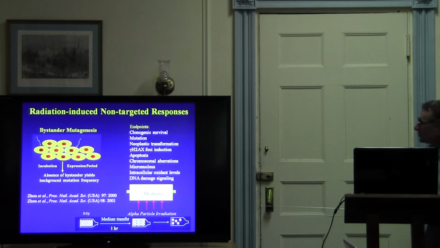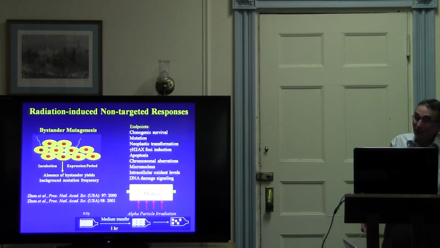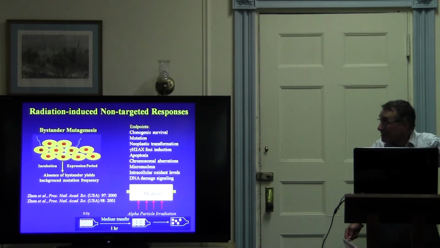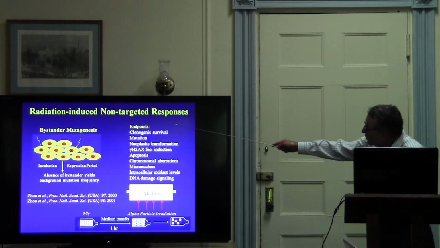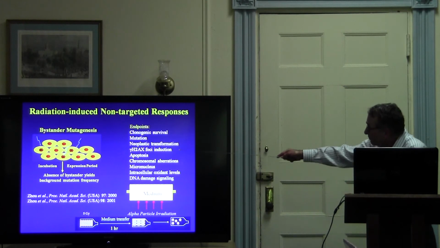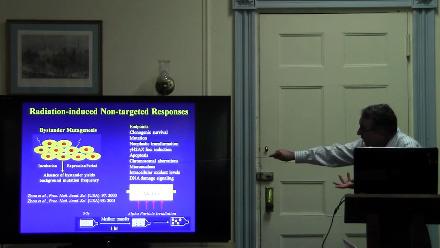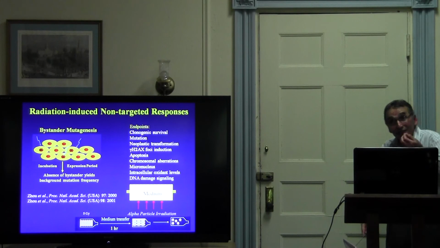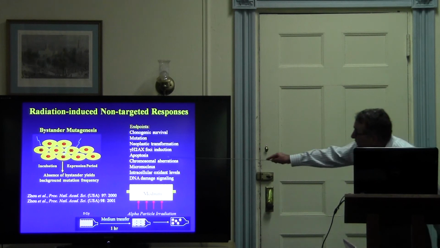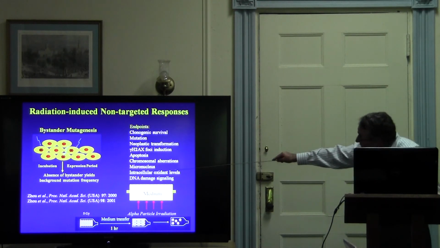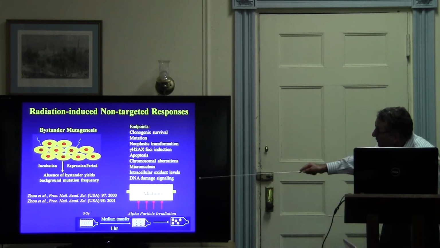So we have a lot of evidence for radiation-induced non-targeted effects, like Dr. Brenner had shown us, and Charles did show us, either through mutation, clonogenic survival, neoplastic transformation, gamma H2AX foci, micronuclei. Micronuclei are very attractive because they are a marker of DNA double-strand breaks, and we can score many cells quite fast. Another marker is intracellular oxidant level. We have evidence for radiation-induced non-targeted effects.